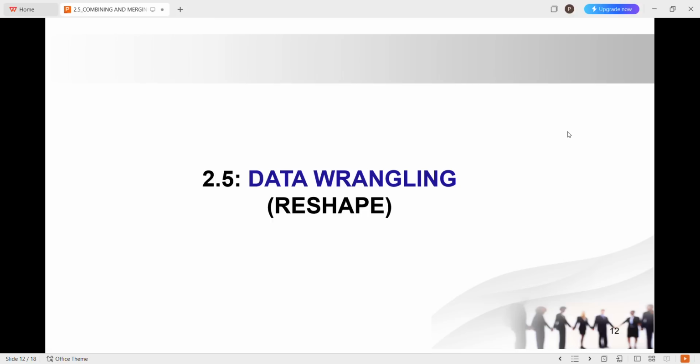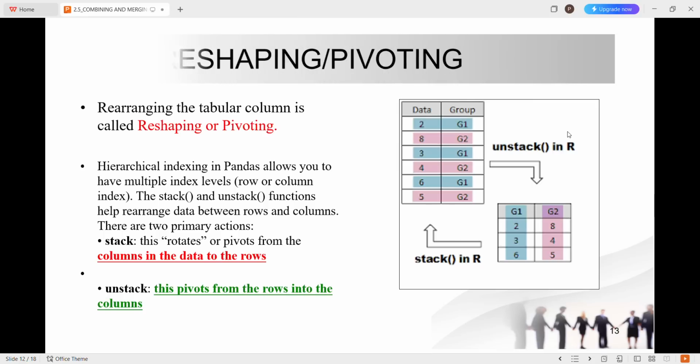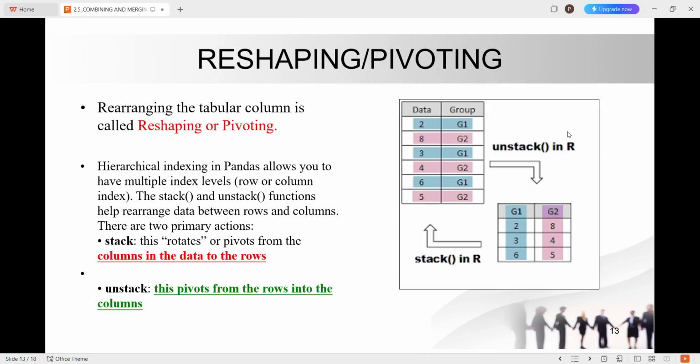So in the last class we have seen how to combine, manage and merge data frames. In today's session we will be seeing about reshaping. It could be called either reshaping or pivoting. Reshaping is nothing but rearranging the tabular columns.